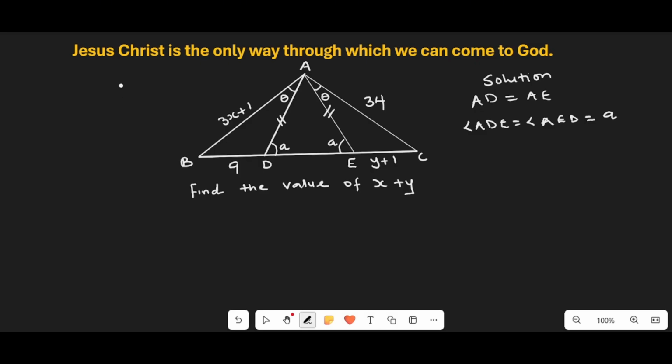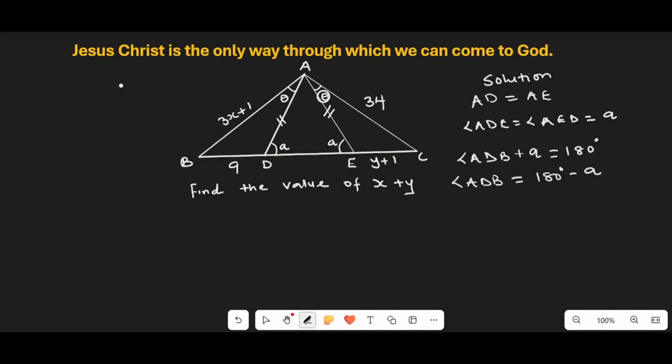Now let us find angle ADB. You will agree with me that angle ADB plus angle A are angles on a straight line, and the sum of angles on a straight line is equal to 180 degrees. So angle ADB equals 180 degrees minus A.